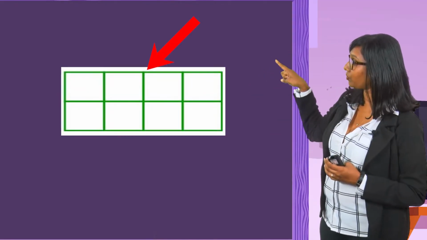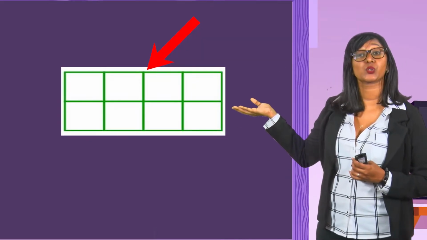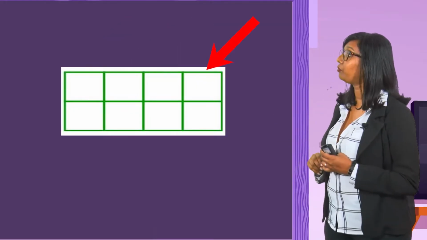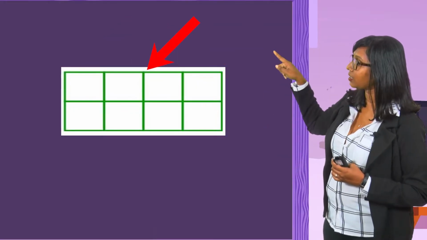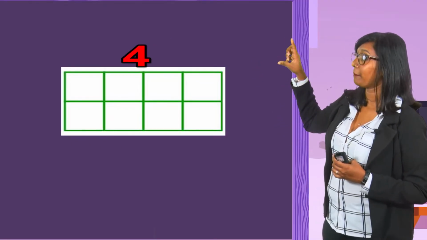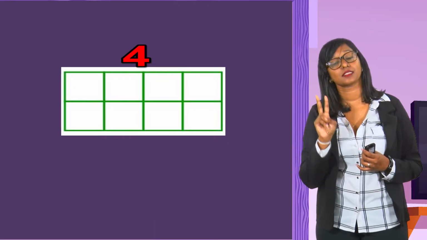So this side of the rectangle, we have to count the small squares. So let's count. 1, 2, 3, 4. So this side of the rectangle is 4. Remember, a rectangle has 2 equal sides.